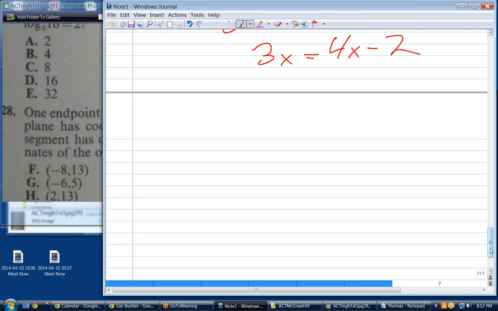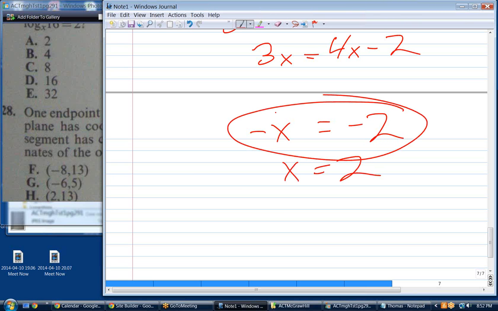Well, I want to move the x's to one side, so I subtract 4x. What's the left side now? Left side is negative 1x. And what's the right side? Negative 2. Now solve for x. Negative 2 divided by negative 1, which is 2. Now, notice that that caused a little confusion.